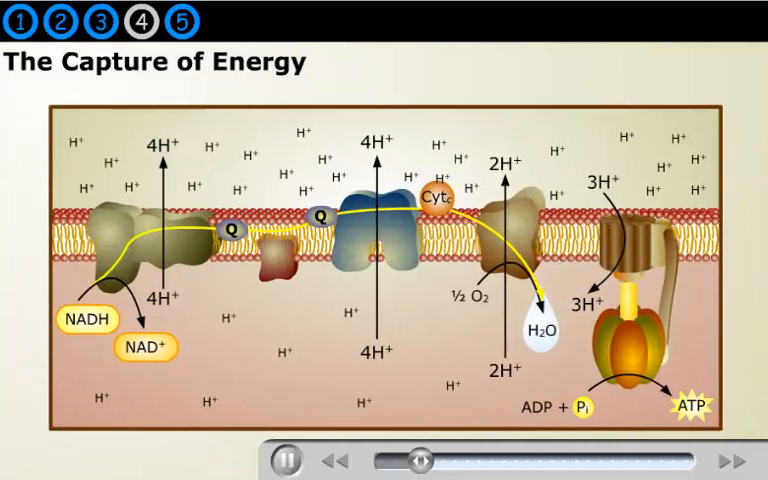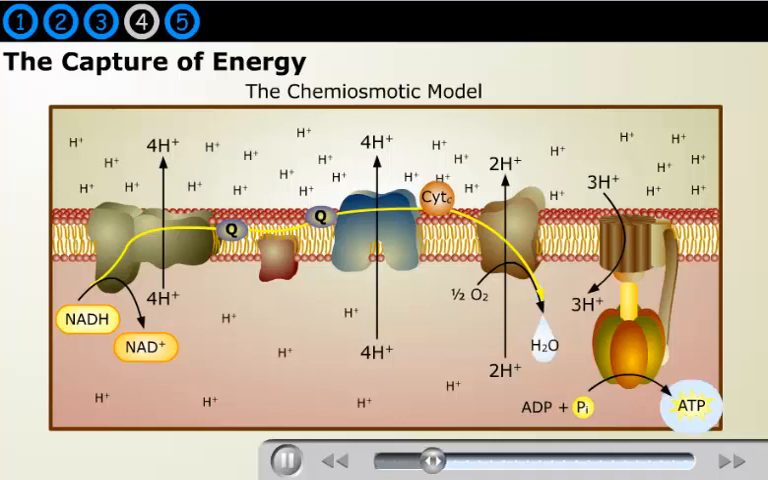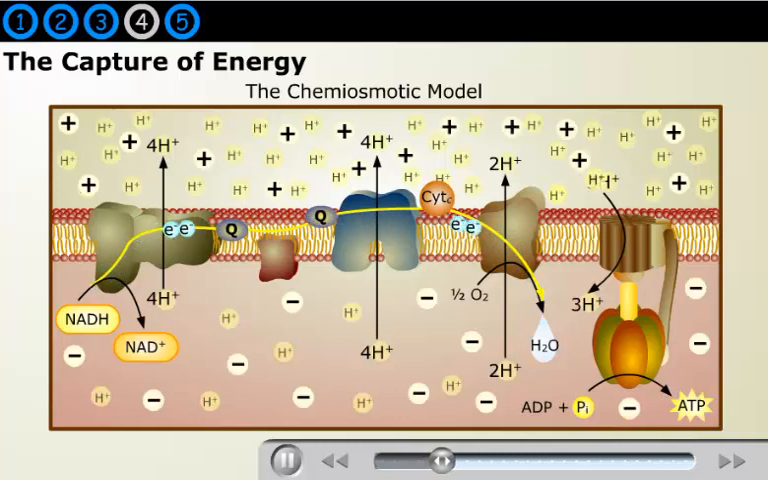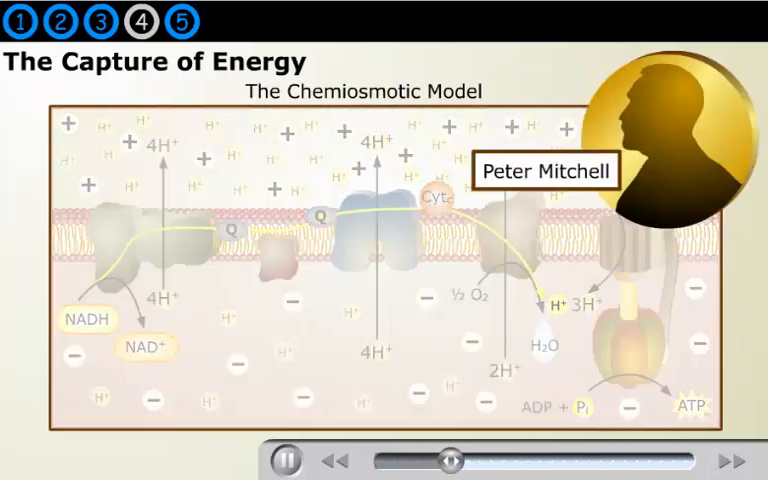In 1961, the biochemist Peter Mitchell proposed the chemiosmotic model, which is the model we have just presented. Mitchell proposed that ATP synthesis is coupled to electron transport by the formation of a proton gradient. Experimental results support the chemiosmotic model, and Mitchell was awarded a Nobel Prize for his work in 1978. Let's see how the chemiosmotic model is supported by experiments that disrupt the proton gradient.